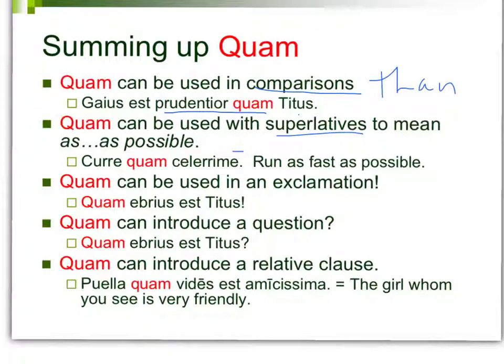Quam can also be used in exclamations with adjectives and adverbs. Quam ebrius est Titus, how drunk Titus is. You're almost being sarcastic. And quam can be used in a question, again with an adjective or adverb. How drunk is Titus? Again, it could have a sarcastic tone. And lastly, quam can introduce a relative clause. The puella quam vides est amicissima. The girl whom you see is very friendly.